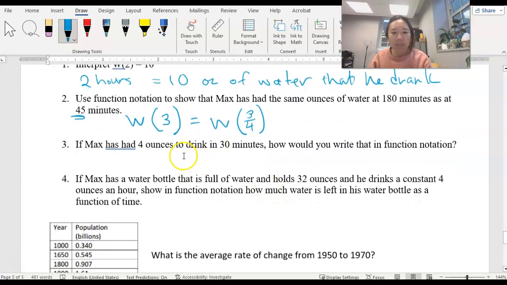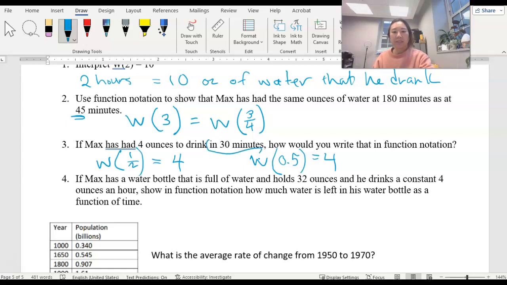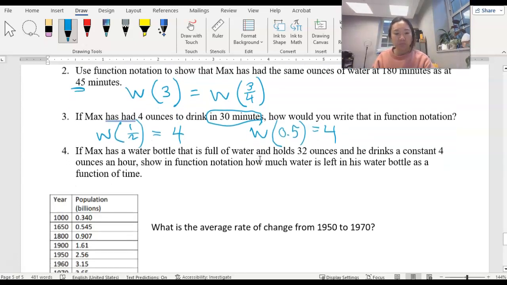If Max has had 4 ounces to drink in 30 minutes, how would you write that in function notation? So W of 1/2 or 0.5, you can write it that way as well, is 4 ounces. So we can say W of 0.5 equals 4 as well because we're measuring hours and 30 minutes is half an hour.